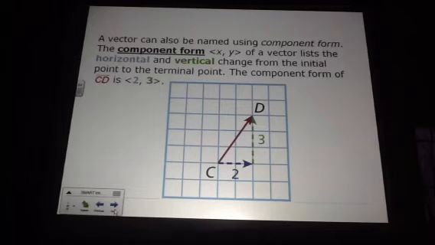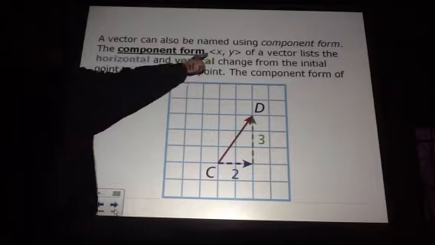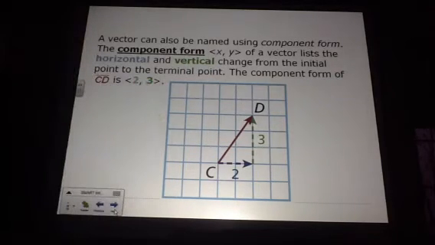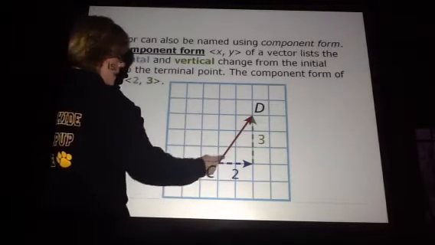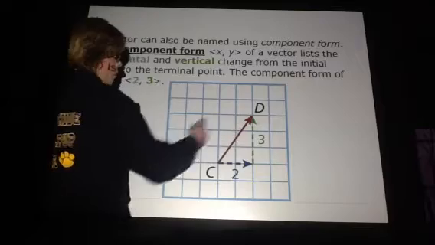Okay, a vector can also be named using component form. The component form, xy, of a vector lists the horizontal and vertical change from the initial point to the terminal point. All right, guys, this is opposite slope, so do not get it confused, okay? Remember, slope is vertical over horizontal. This is the opposite.